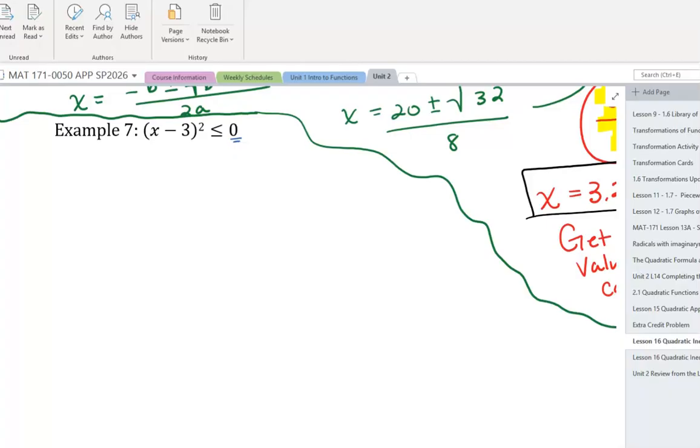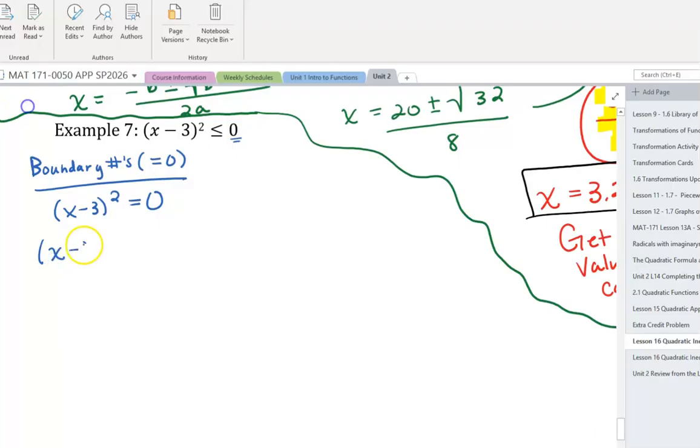So we can start by just looking for the boundary numbers. And remember, the boundary numbers are where the inequality is equal to 0. So we're going to take this inequality and solve the related equation. Now there's a couple ways you can think about this. One is, remember that x minus 3 squared is equal to x minus 3 times x minus 3. So you can see it's already factored.